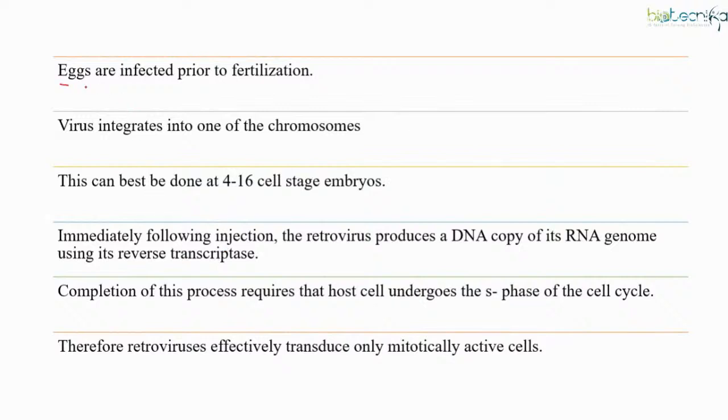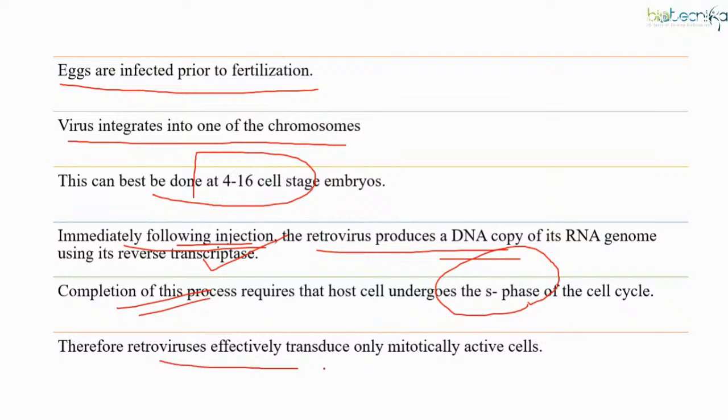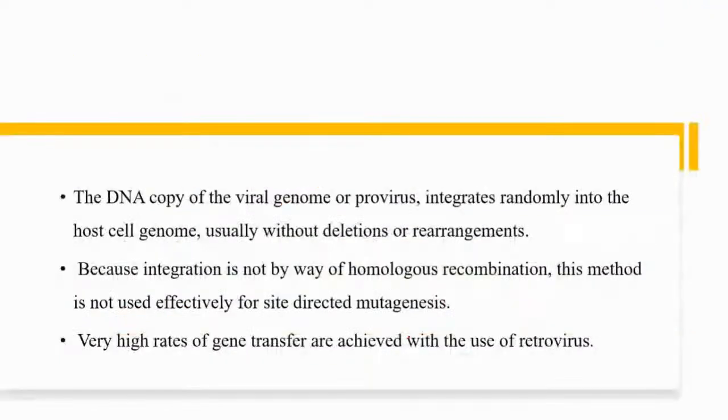So in this case, eggs are infected prior to fertilization. The virus will be integrating into one of the chromosomes, and this can be done at 4 to 16 cell stage embryos. Immediately following the injection, the retroviruses will produce a DNA copy of the RNA genome using the reverse transcriptase enzyme. Completion of this process will require the host cell to undergo the synthesis phase of the cell cycle. So it can effectively transduce mitotically active cells.